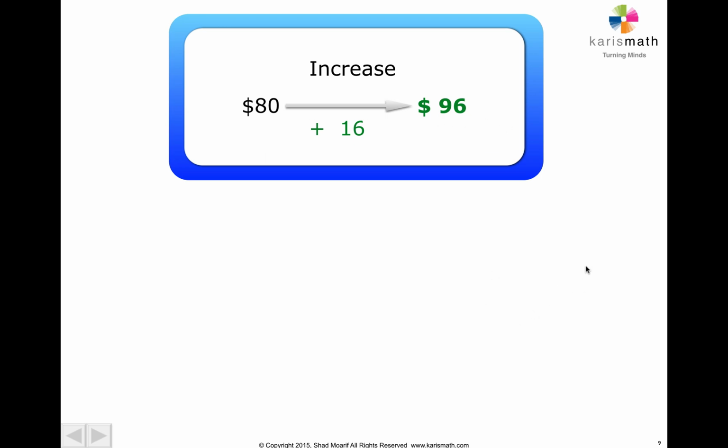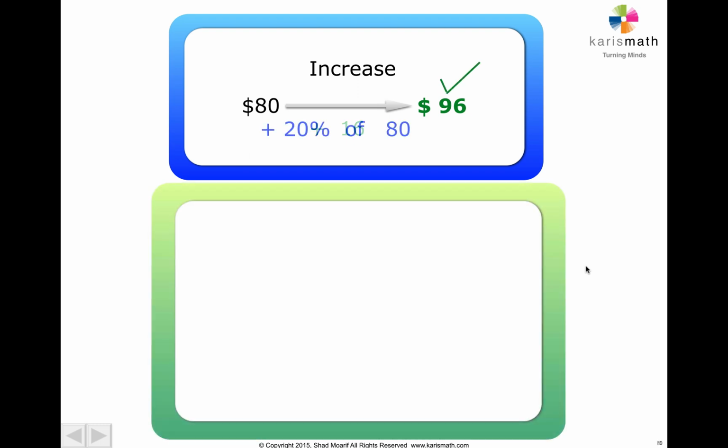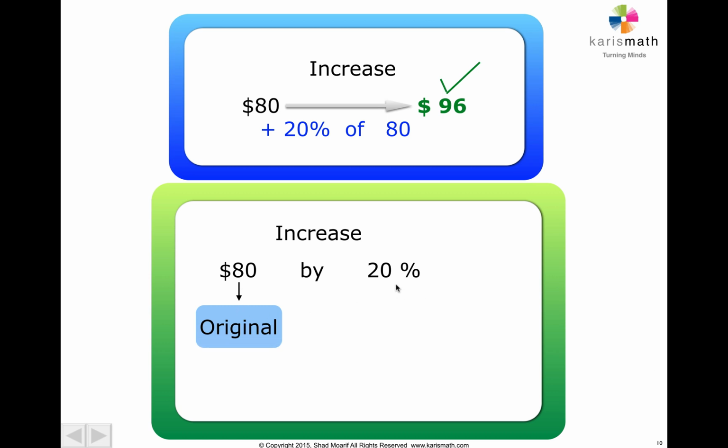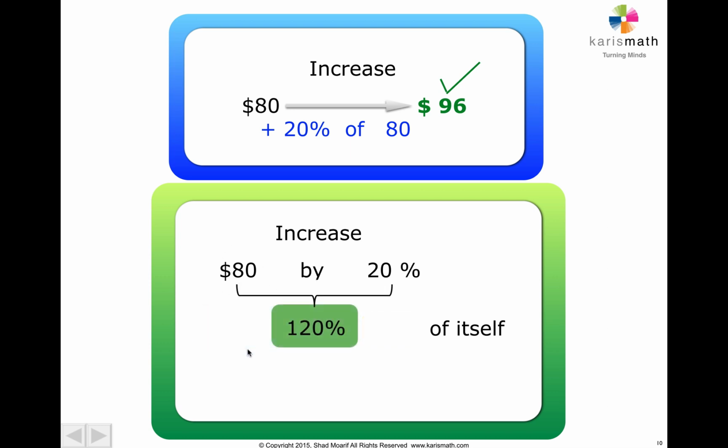Now here's another faster, smarter way of doing it. Let's take the same question. You have $80, you're going to increase it by 20%, right? Now, imagine this was, of course, the original, and you're going to change it or increase it by a certain percent or a certain part. Now, if the original was $100 or 100%, which is the original, and you increase it by 20%, it means that you're increasing the original by 100 plus 20, which is 120%.